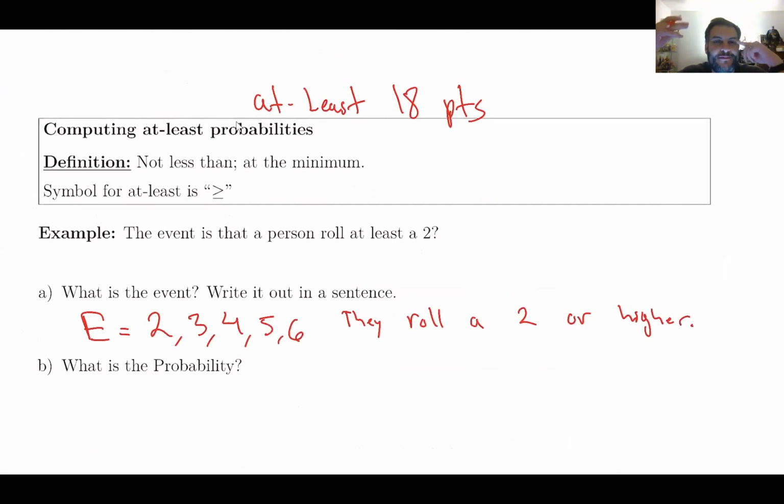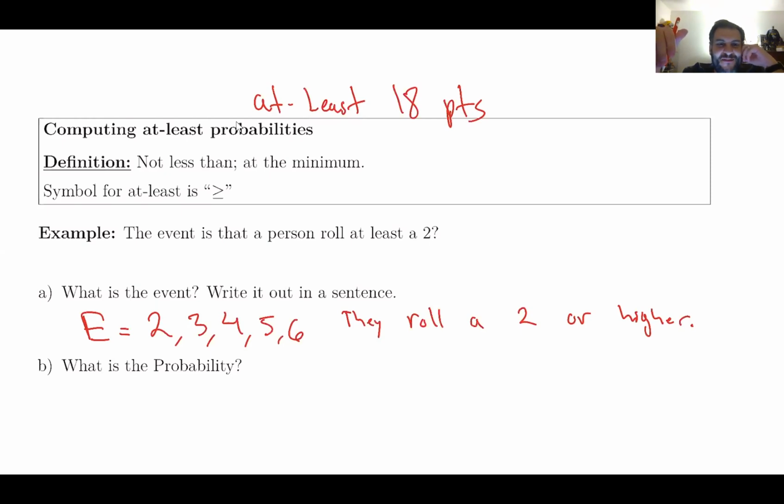So for this one, if I say a person wrote at least a 2, that means the person, if you just want to write it as the event, got a 2, 3, 4, 5, or 6. Or you could write it out as a sentence and say they wrote a 2 or higher. All right, but that's it for A. Any question for A? All right, so let's do B.